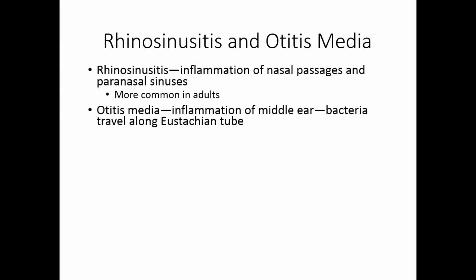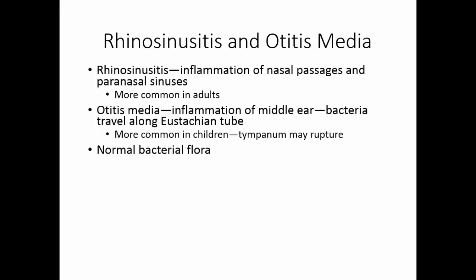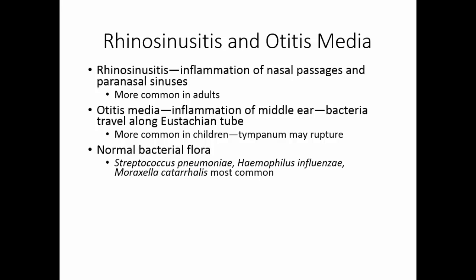Otitis media is an inflammation of the middle ear. Here the bacteria from the pharynx can travel along the eustachian tube and set up housekeeping in the middle ear. This is more common in children. Their eustachian tube tends to be a little flatter and it's easier for bacteria to travel to the middle ear. Because pus and fluid may build up in the middle ear, there can be enough pressure to actually rupture the tympanum. Usually these are caused by normal bacterial flora.